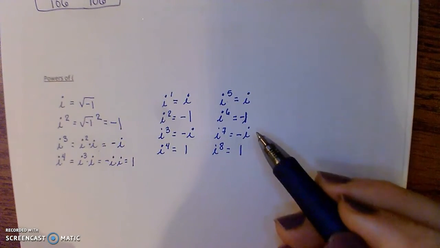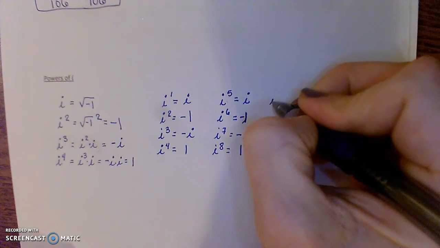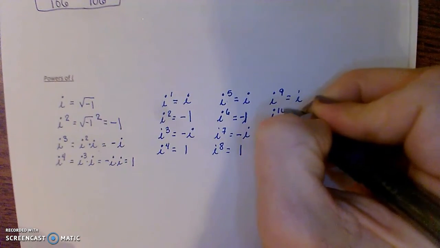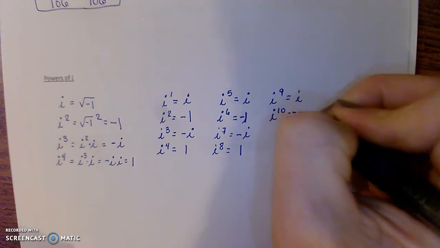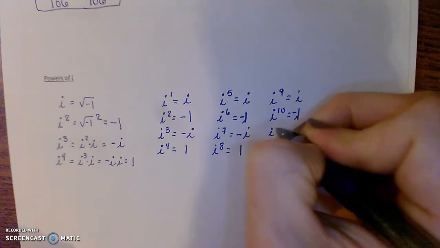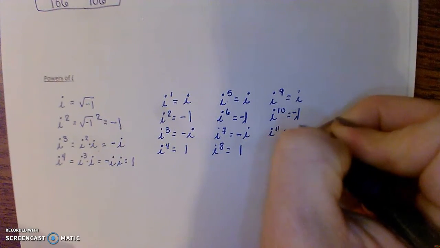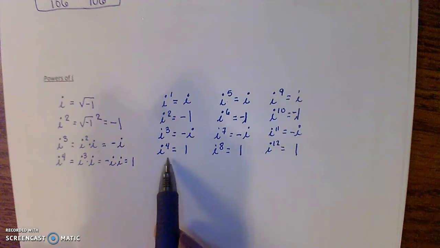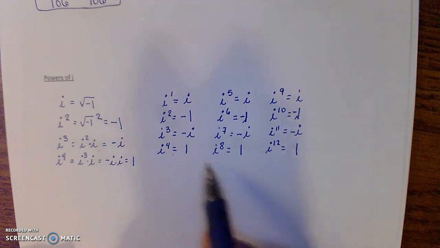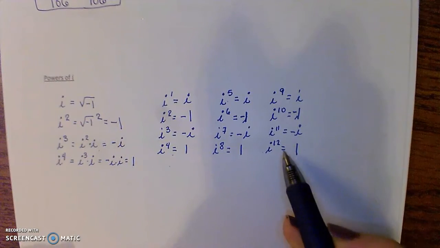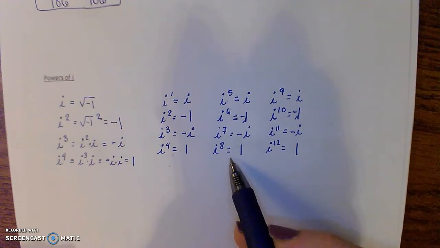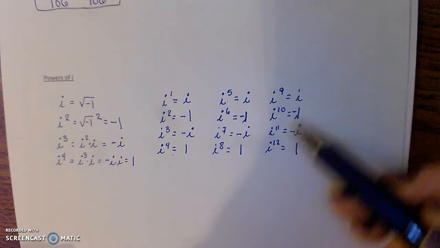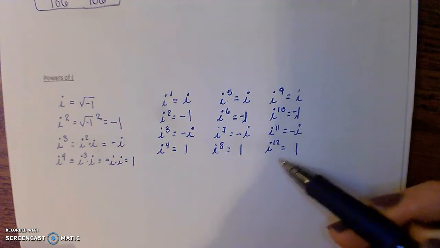i, -1, -i, 1. If we were to keep going, multiply by i again, you get i to the 9th, which is i. i to the 10th will be -1. i to the 11th will be -i. And i to the 12th is 1. So notice, i to the 4th, i to the 8th, i to the 12th. These are all multiples of 4. So every time we get a group of 4 factors of i, it's 1.